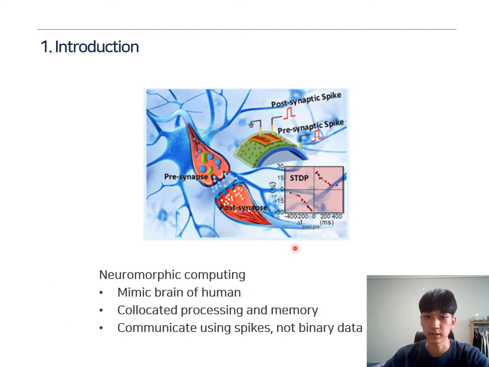So we want to solve this problem, and we figure out neuromorphic computing. It mimics the brain of humans, with co-located processing and memory. It communicates with spikes, not binary data. So we want to mimic the human brain using neuromorphic computing using a ReRAM device.